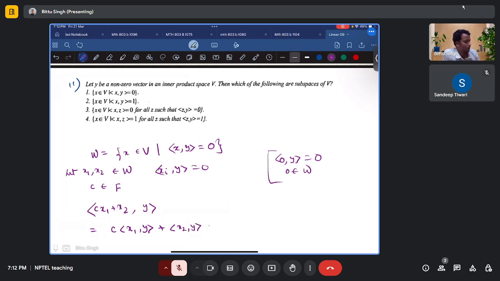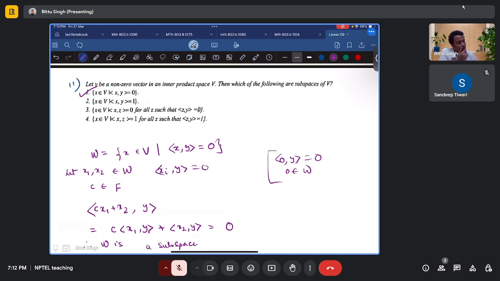But x1 comma y, this inner product, is actually 0, and x2 comma y is also 0. So those two are 0, so their sum is 0. Therefore, W is a subspace. So option 1 is correct.